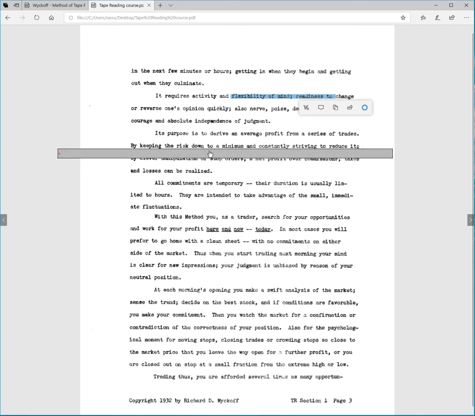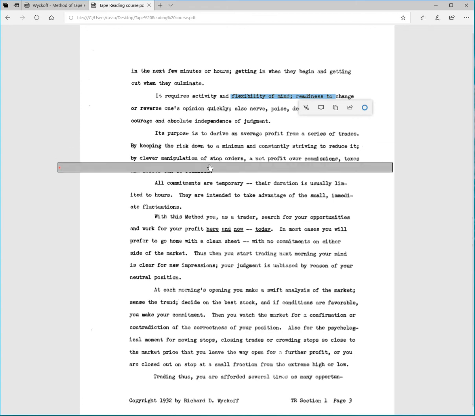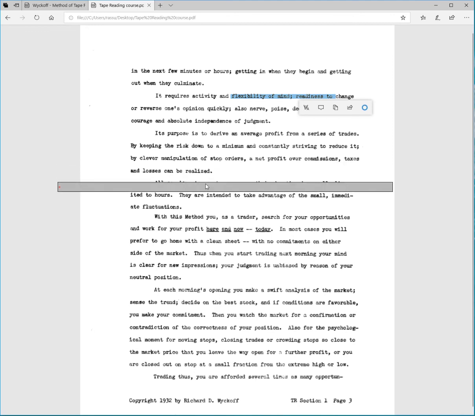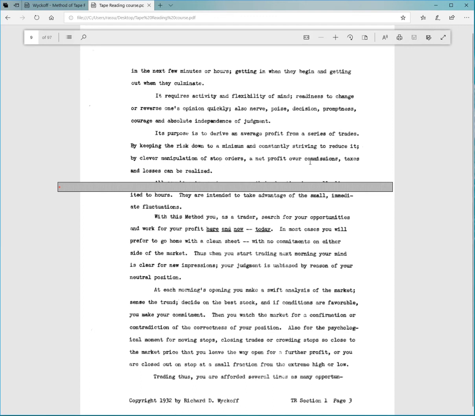Its purpose is to derive an average profit from a series of trades by keeping the risk down to a minimum and constantly striving to reduce it by clever manipulation of stop orders, blah, blah, blah. What he's saying is, listen, buddy, you're going to be wrong. That's why you're going to make an average profit over a series of trades, because you can't assume that everybody's going to buy at worse prices than you. Sometimes they are, sometimes they're not. In the cases that they do buy at worse prices than you, you'll make a profit. In the cases that they don't, you'll have a loss. And that's quite a rational argument.